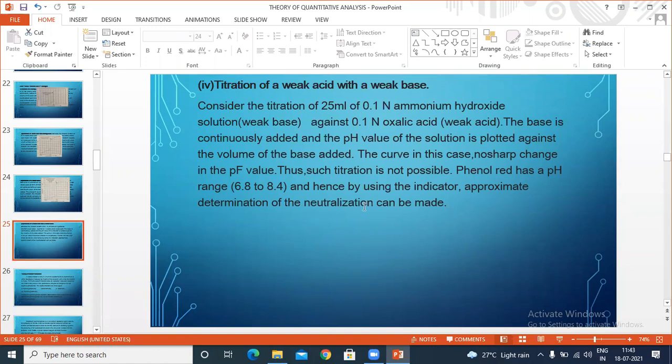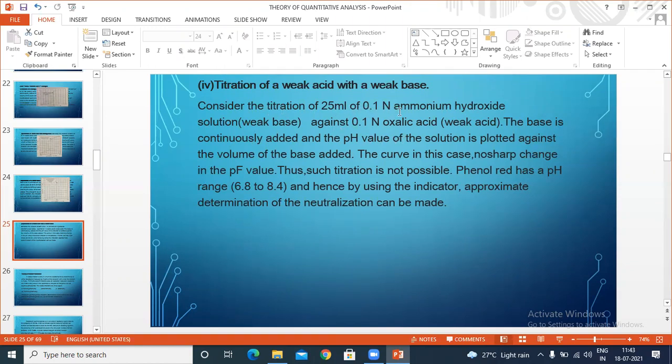Then what about the last one? Weak acid versus weak base. Weak acid with a weak base. The weak acid is acetic acid and the weak base is ammonium hydroxide. Or generally, acetic acid, which we get, and oxalic acid is also a weak acid. In this case, we take oxalic acid as the weak acid.